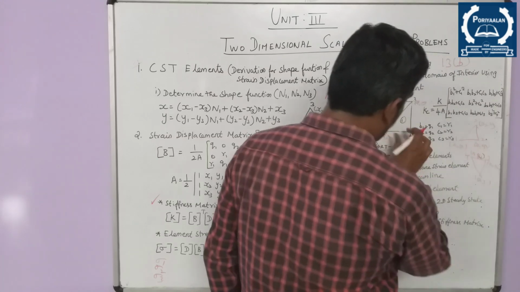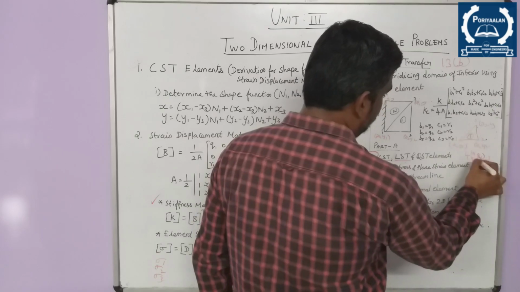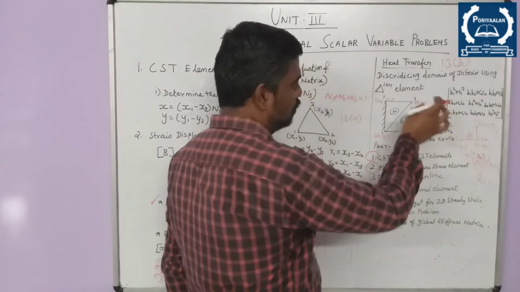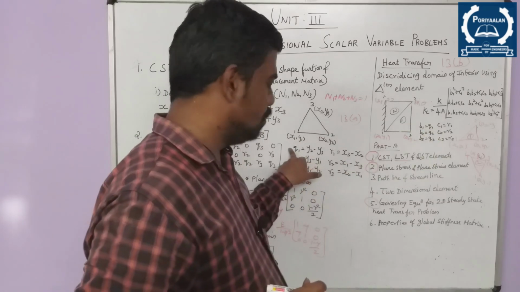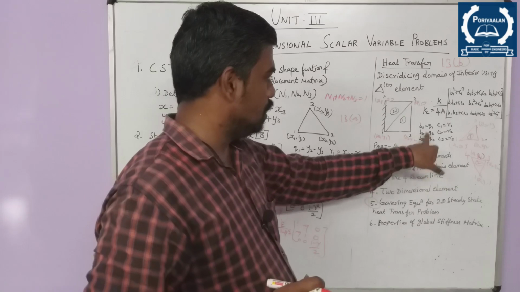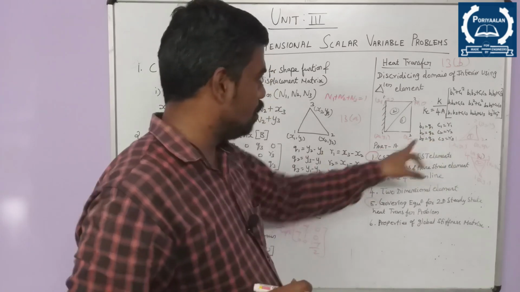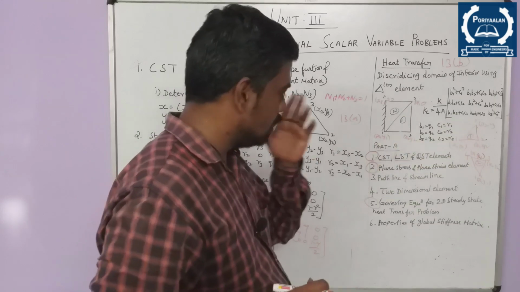You have to find separately for element 1 and element 2. For these two you have to find the value of k and substitute. B1, B2, B3 use the same formula as for the CST element, equal to Q1, Q2, Q3, the same formula. C1, C2, C3 is equal to R1, R2, R3, the same formula you have to take here.